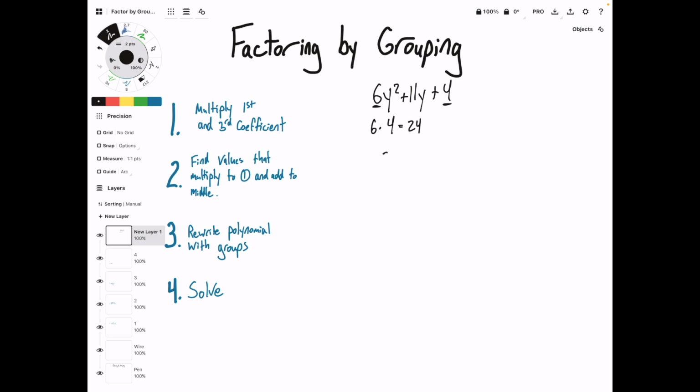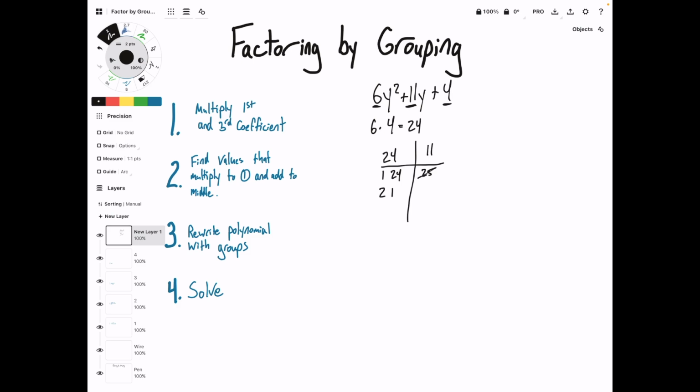Then we need to find values that multiply to 24 and add to 11. So we'll form our little table here. Let's try 1 and 24, always an easy start. 1 plus 24 is 25, so that's not what we want.